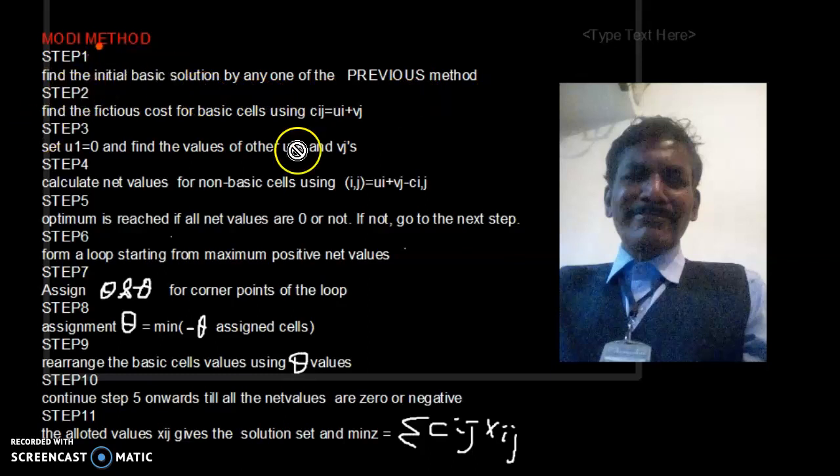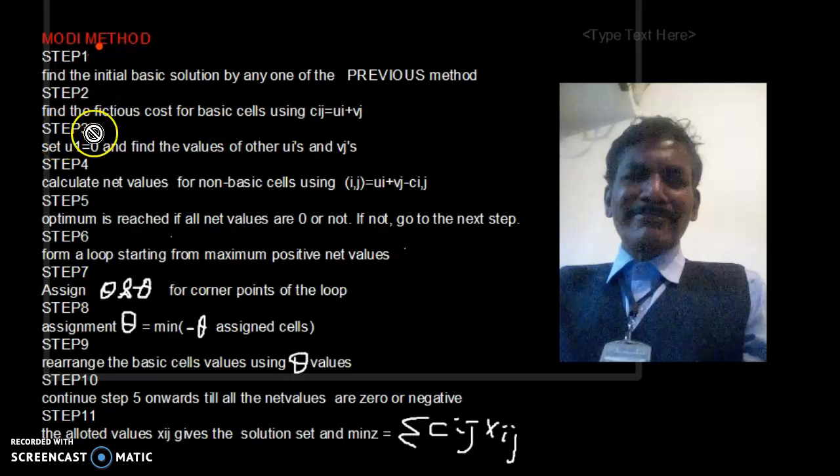In the second step, we have to find the fixed cost for basic cells. We know that the cells in which the assignment was made are called basic cells. So we have to find the fixed cost for basic cells using the formula Cij equals ui plus vj. By using this formula, we find the fixed cost for all basic cells. This is the second step.